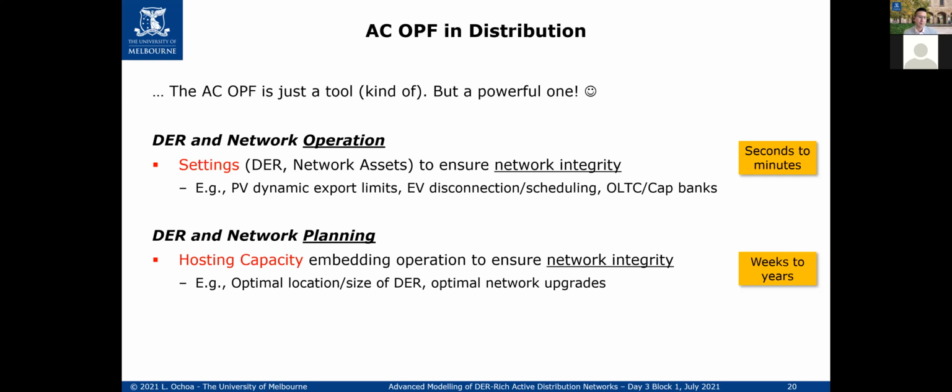Now, for instance, what would be the example of this? Dynamic export limits for photovoltaics every 5 minutes, or this disconnection or scheduling of electric vehicles, you can do it every number of minutes, changing the capacitor banks, the OLTCs, etc. So that's operation. So that means that we need something that is fast, right?